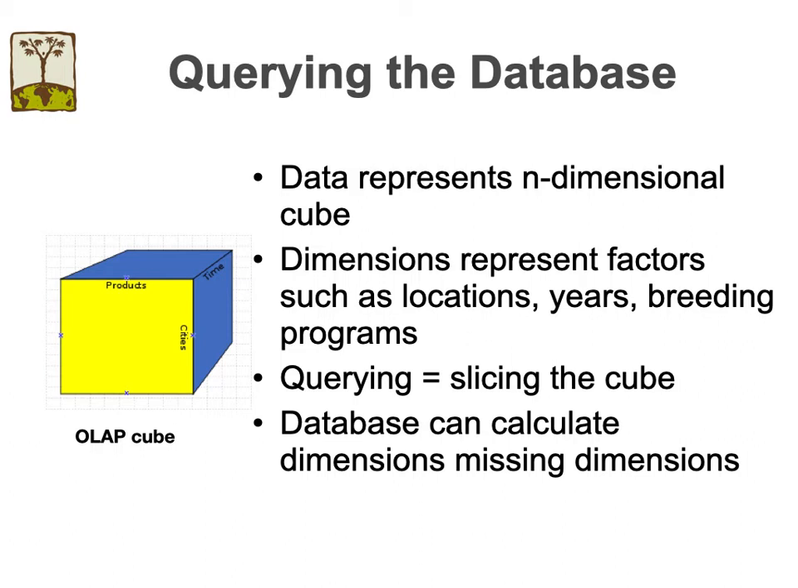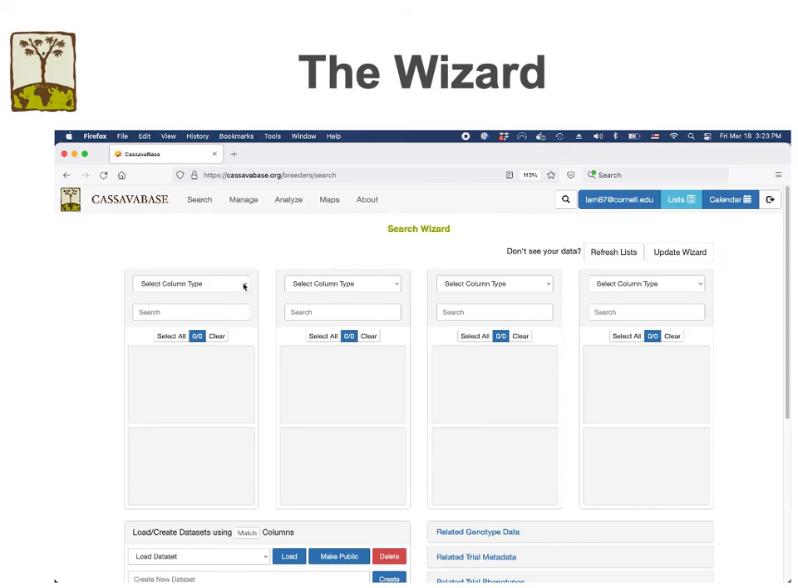Data in the database can be considered as an n-dimensional cube with the different dimensions represented by the factors in the data, such as breeding locations, years, breeding programs, traits, and so forth. One way to query the data is to conceptually slice the cube along the different dimensions. The result of the query will be an intersect. With this approach, very specific data can be generated for further analysis. This sounds probably more complicated than it is.